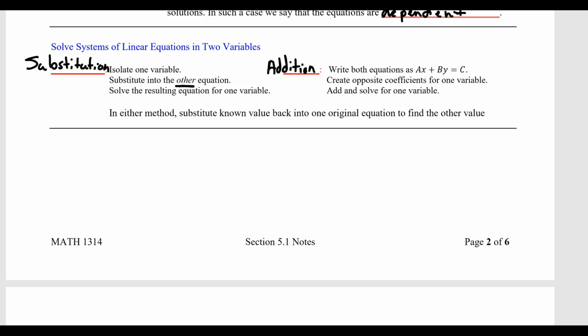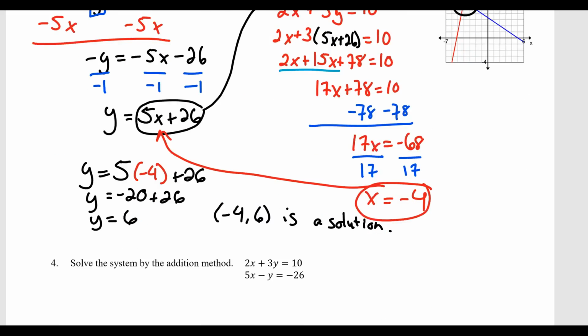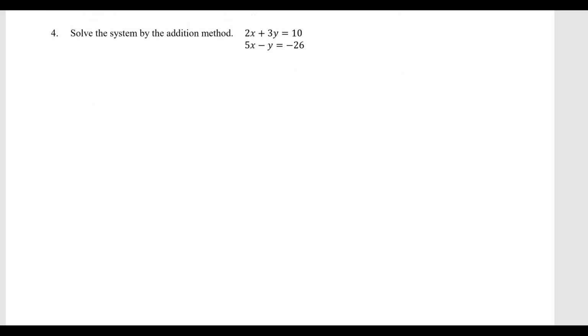Then we create opposite coefficients for one variable by multiplying one equation by a number. We may even have to multiply both equations by a number to make them opposite, meaning one has a positive 5, one has a negative 5, that type of thing. Then we add and solve for one variable. Again, the same thing that we did in substitution. We have to substitute that one variable back into the original equation for the other value so that we can find it.